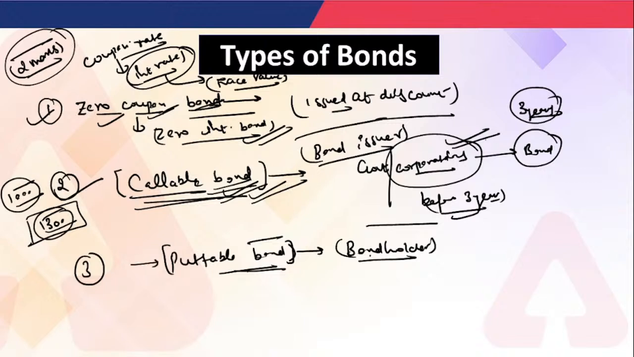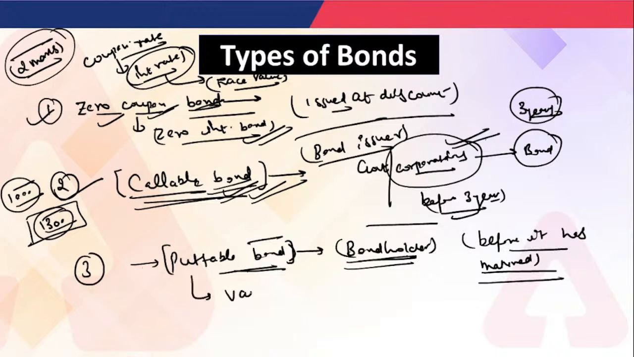And what is the puttable bond? A puttable bond allows the bondholders to put or sell the bond back to the company before it has matured. So that is very much understandable for everyone, I hope, okay. So that is known as a puttable bond, and this is valuable for the investor.